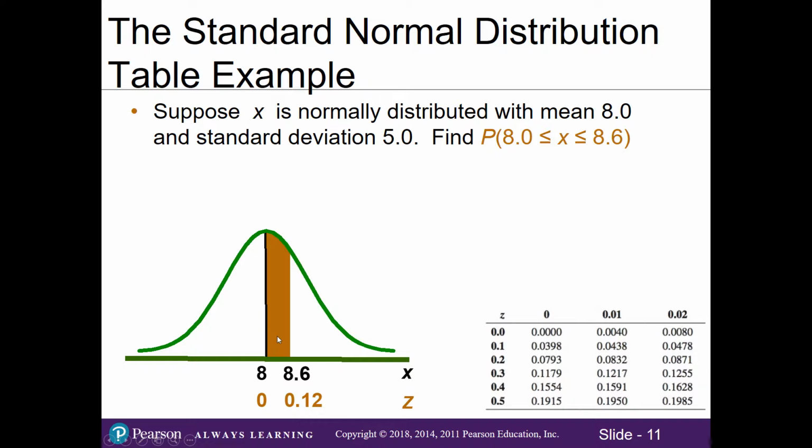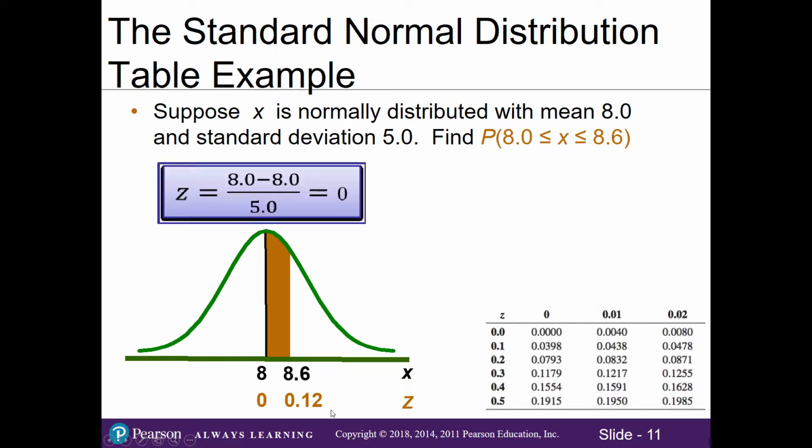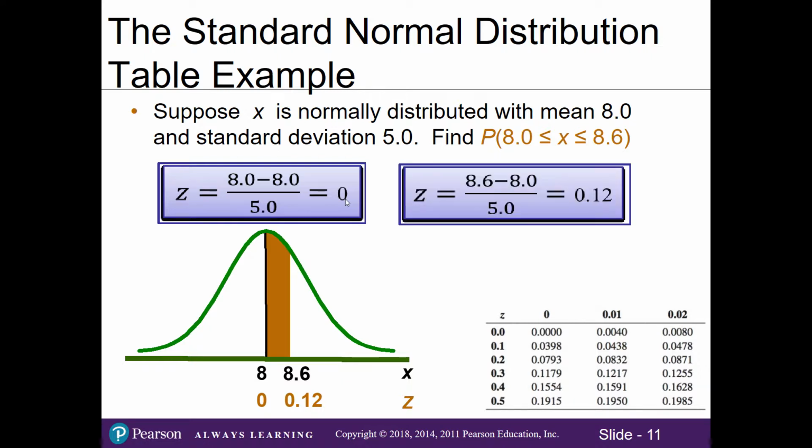To do that, we have to convert our x's into z-values, because then that will allow us to look at the appendix. So I'm going to take my x of 8, minus my mean of 8, and divide it by my standard deviation of 5. Thus our z-value for our mean of 8 is 0. We also have to convert our 8.6 into a z-value, where my x, my 8.6, minus my mean, divided by my standard deviation, gives me a z-value of 0.12. So if we look down here, we can now see how I've converted my x's into z's.